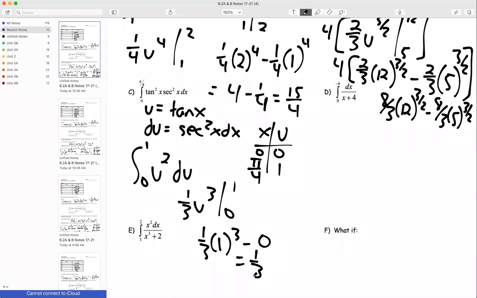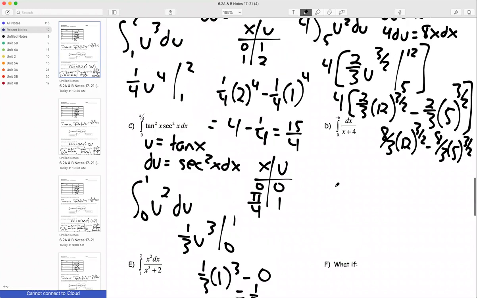All right, well, there is a typo on this next one. This should be the integral from 0 to -3. So I could do a u substitution on this one, but it is not necessary because I recognize that this would be a natural log. It's going to be the natural log of the absolute value of x plus 4.